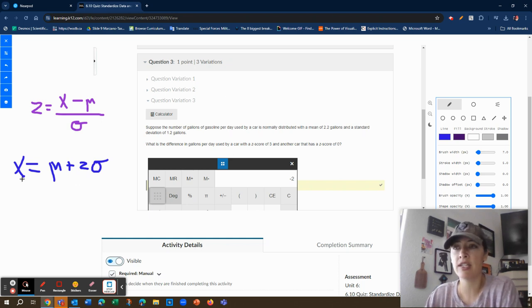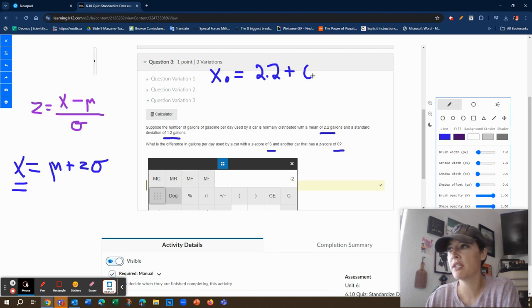So the math right now is we're just going to use this raw score and find the gallons per day with the z-score of 3 and a z-score of 0 using the mean of 2.2 and the standard deviation of 1.2. So for the car that has a z-score of 0, we'll call it x sub 0, is going to be equal to the mean, which is 2.2, plus the z-score of 0, so 0 times the standard deviation of 1.2. Well, 0 times anything is 0, so that's just going to be 2.2.